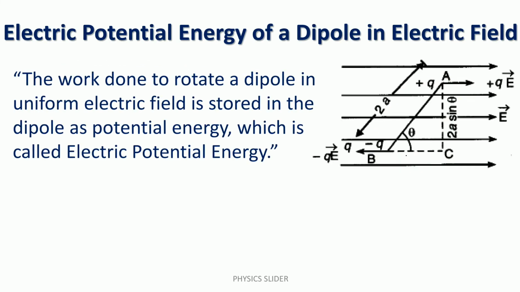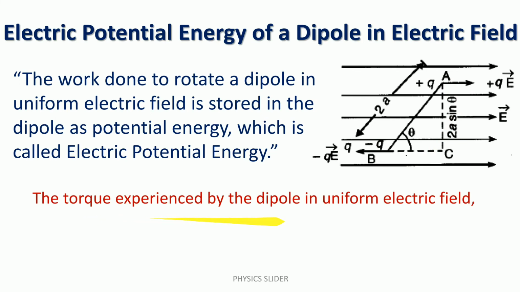So what we are saying? We are saying that the work done to rotate a dipole in a uniform electric field is stored in the dipole as potential energy, which is called electric potential energy. So we need to find out the work done for the rotation of this dipole. First of all, we already know that the torque, or the moment of force or the moment of couple, experienced by the dipole in a uniform electric field is tau is equal to Pe sine theta.